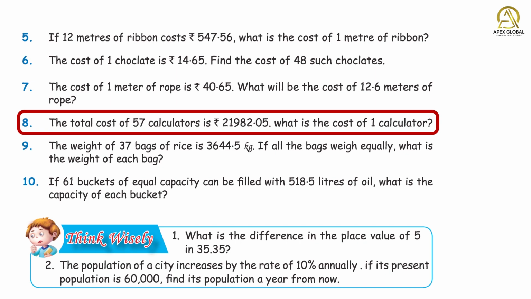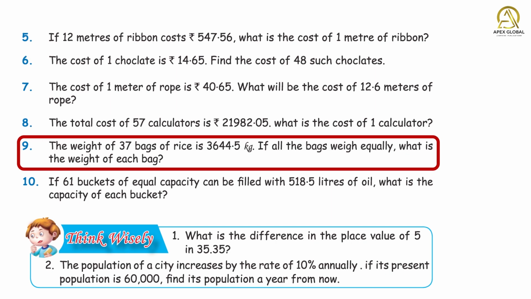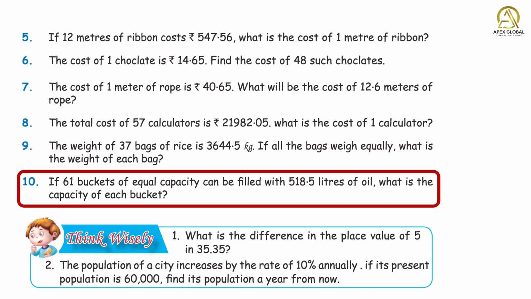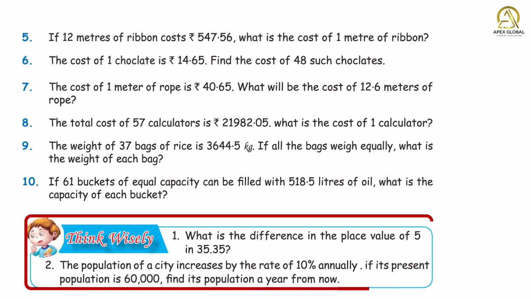Question 8. The total cost of 57 calculators is rupees 21,982.05. What is the cost of one calculator? Question 9. The weight of 37 bags of rice is 3644.5 kg. If all the bags weigh equally, what is the weight of each bag? Question 10. If 61 buckets of equal capacity can be filled with 518.5 liters of oil, what is the capacity of each bucket?